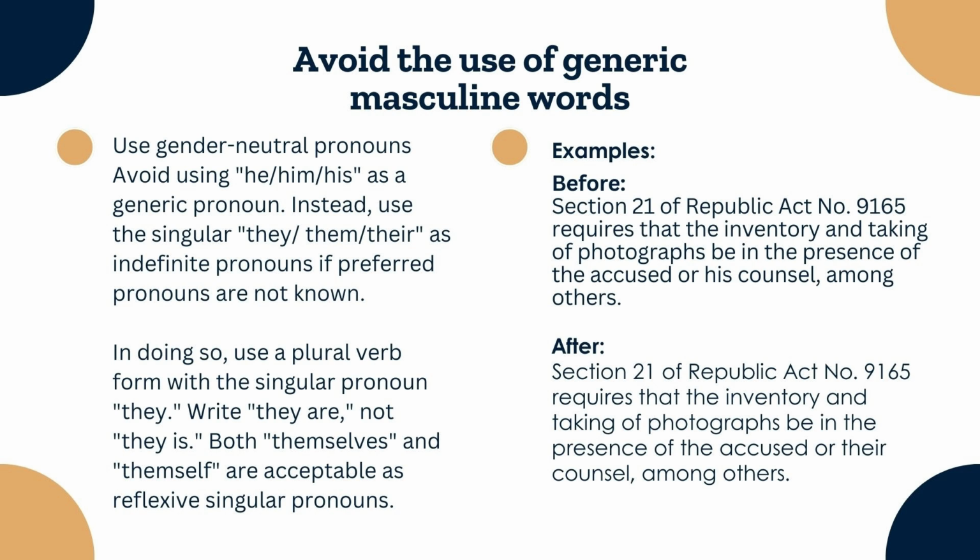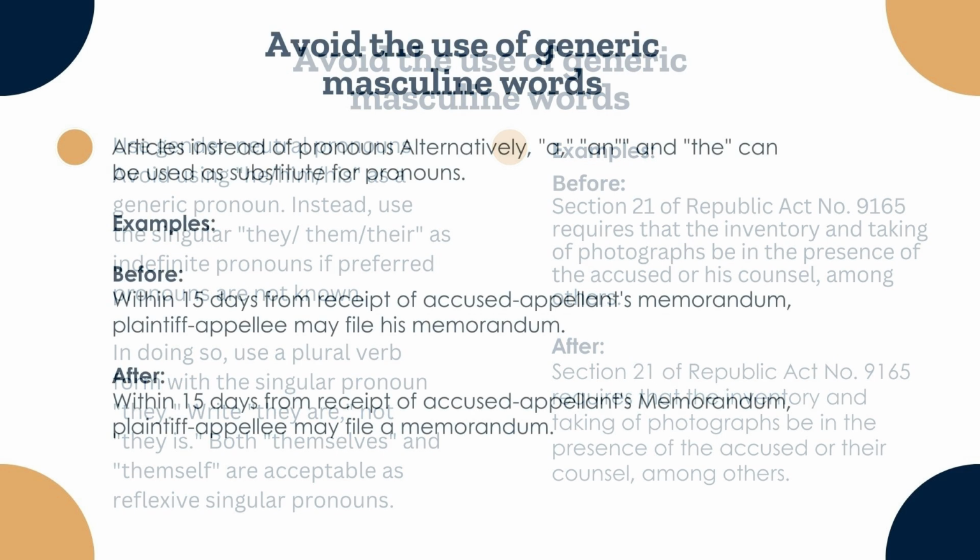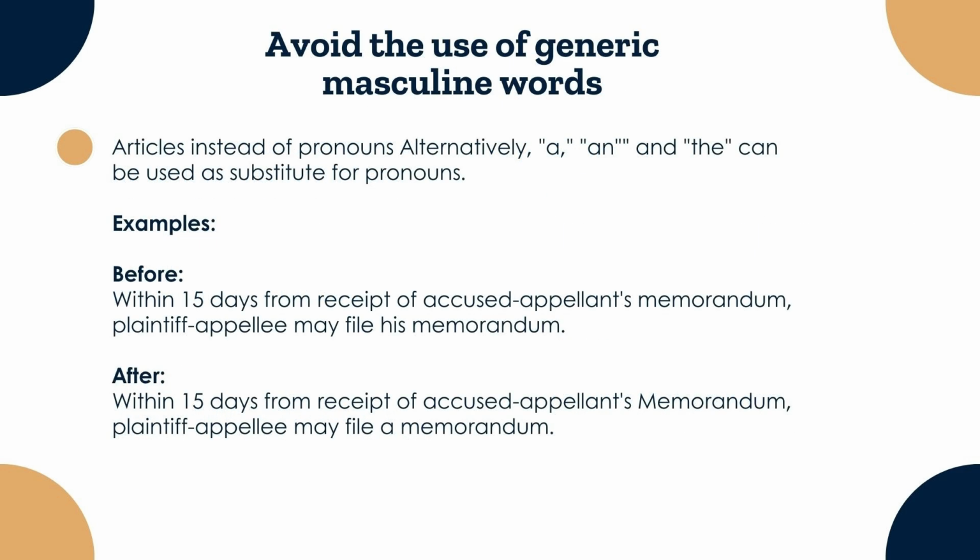Examples. Before: Section 21 of Republic Act No. 9165 requires that the inventory and taking of photographs be in the presence of the accused or his counsel, among others. After: Section 21 of Republic Act No. 9165 requires that the inventory and taking of photographs be in the presence of the accused or their counsel, among others. Articles instead of pronouns, alternatively.